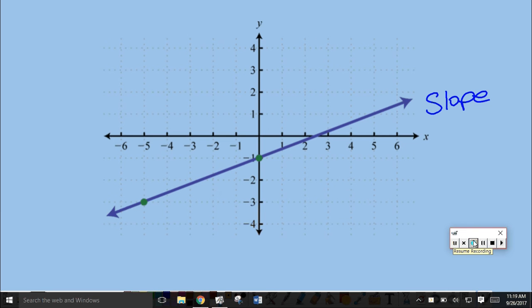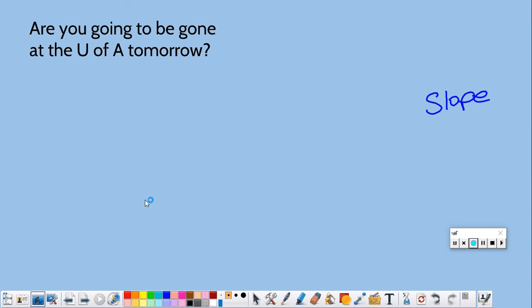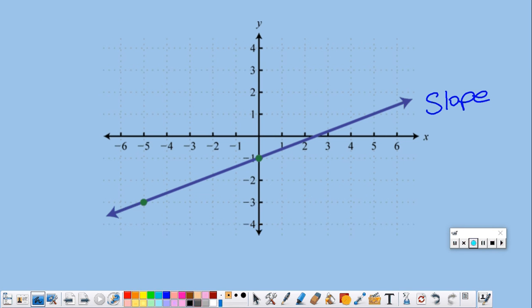Is the slope of the line going to be the same from this point? Sorry. Okay. Back to here. Okay, so is the slope of the line going to be the same from this point to this point, this point to this point, this point to this point, and so on? Are they going to be the same slope from point to point on the line?